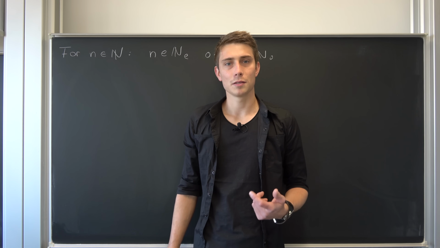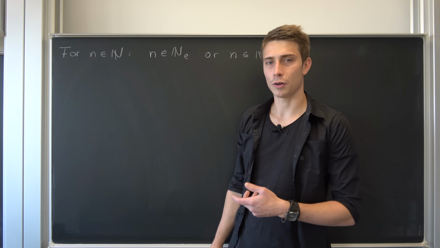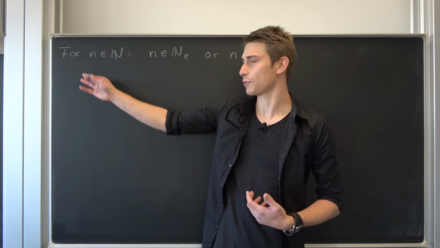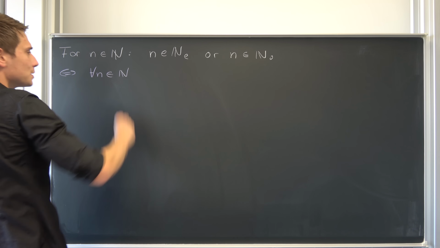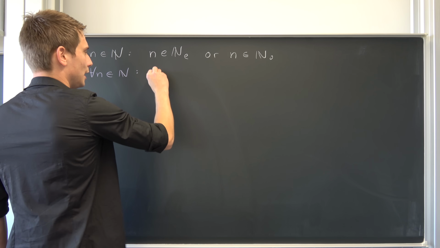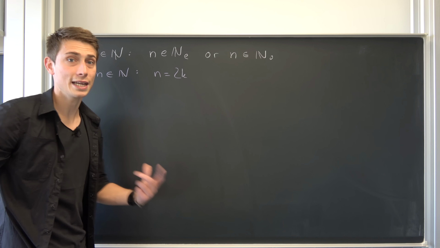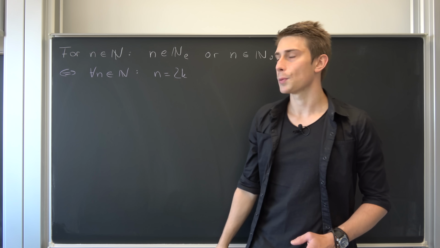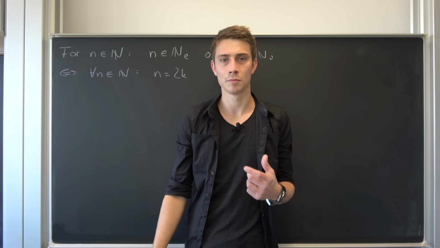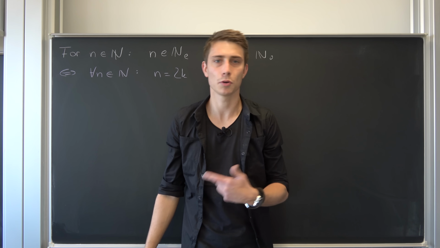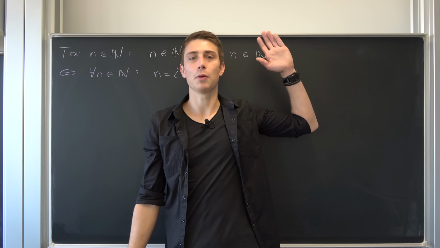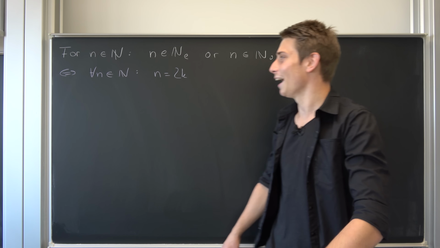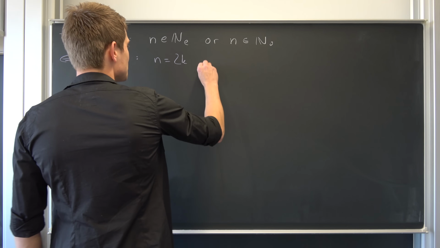So the first proof is just a simple proof by contradiction. Before getting really started, we have to rephrase this statement a little bit. This is equivalent to saying that for all n, an element of natural numbers, we have that n is either 2 times k, where k is an element of natural numbers. By the way, we want to take N as the set in the sense that 0 is included: 0, 1, 2, 3, 4, up until, I don't know, the biggest natural number.